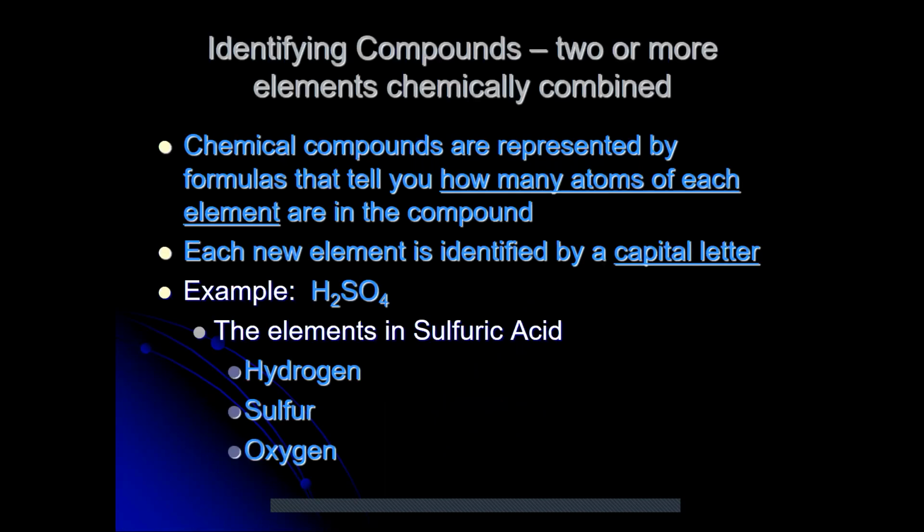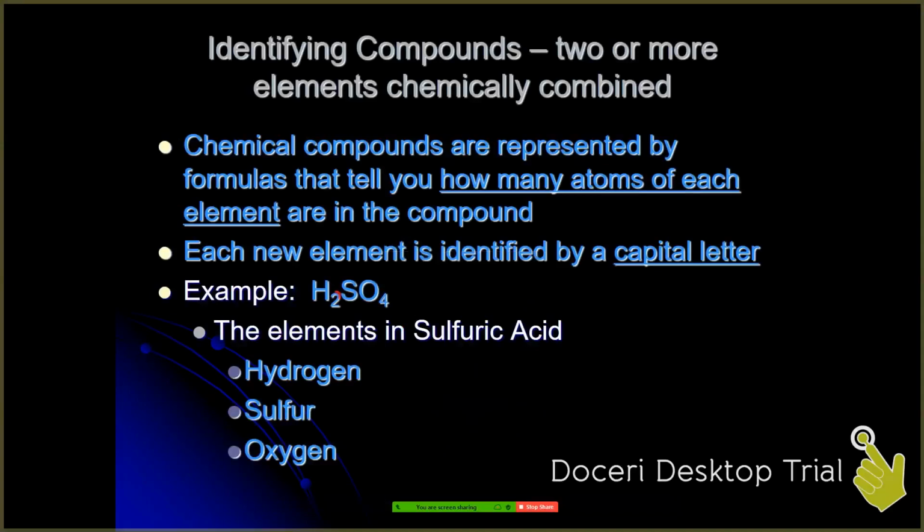on. So chemical compounds are represented by formulas that tell you how many atoms are in there. And we figure that out by looking at the subscripts. And remember, these small numbers, those are our subscripts. And they affect only the element that's in front of it. So this 2 only affects my hydrogen. This 4 only affects my oxygen.